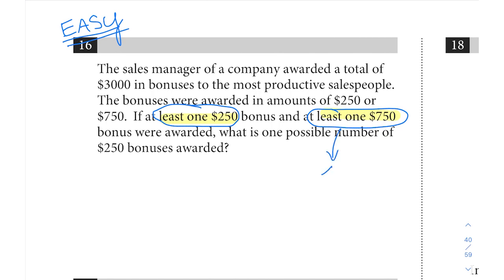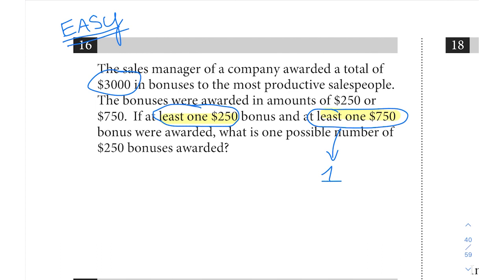But here, let's try something. Let's say there's only one $750 bonus. If we test it out and that doesn't work, then we could try two. And we could systematically test out each of those values, because to get up to 3,000, there's not going to be that many. You're looking at maybe a total of 4 of these bonuses. So that's not very much testing that you would have to do.